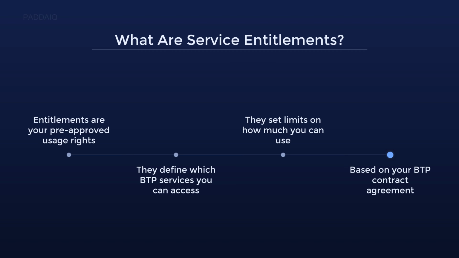Based on your BTP contract agreement. This means your purchased subscriptions grant access to specific services and their quantities. For example, if your contract includes 1 GB of HANA Cloud, you can use exactly that amount. Thus, your entitlements are strictly defined by what you have officially paid for.